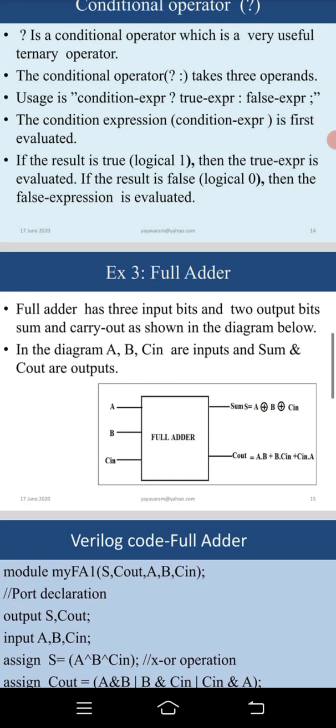We have A, B, and C in. Then the sum S is A XOR B XOR C in. Then C out is equal to A multiply B plus B multiply C in plus C in multiply A.